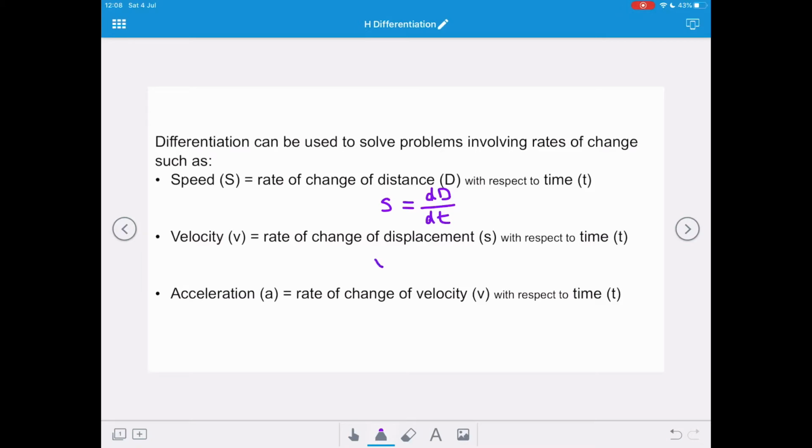Velocity, v, is the rate of change of displacement with respect to time, so v equals ds by dt. And acceleration, or a, is the rate of change of velocity with respect to time, so a is dv by dt. Or it can be considered as the second derivative of the displacement, so a equals d2s by dt squared.